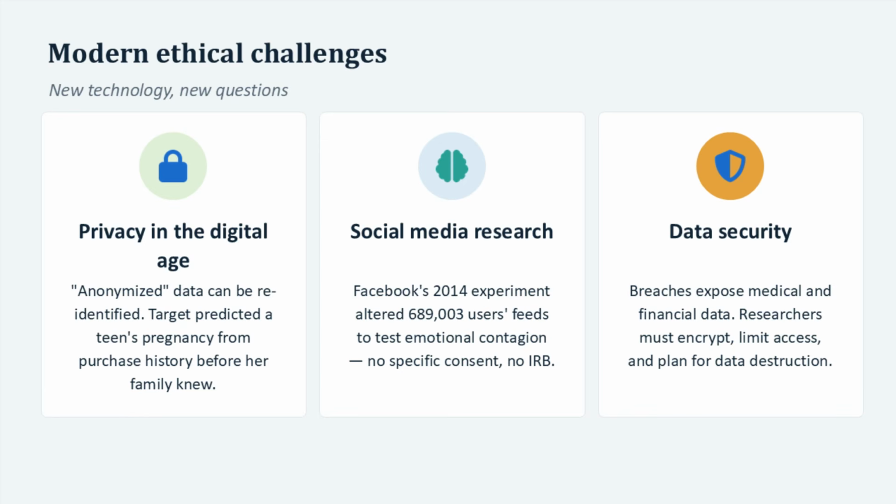Third, data security. As researchers and companies collect more and more sensitive information, the consequences of a data breach become much more serious. A breach might expose someone's medical information, financial information, location history, or other deeply personal data. So, protecting that information is not just a technical issue, it's an ethical responsibility. Researchers need to think about things like encryption, limiting who can access the data, storing it securely, and safely destroying sensitive information when it's no longer needed.